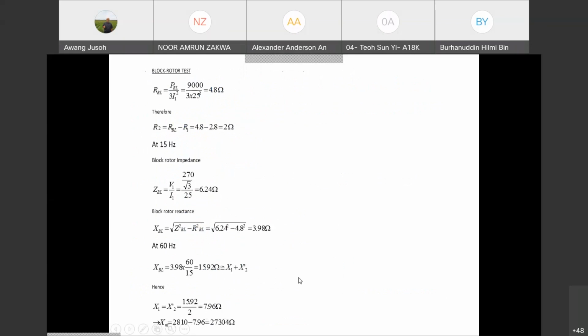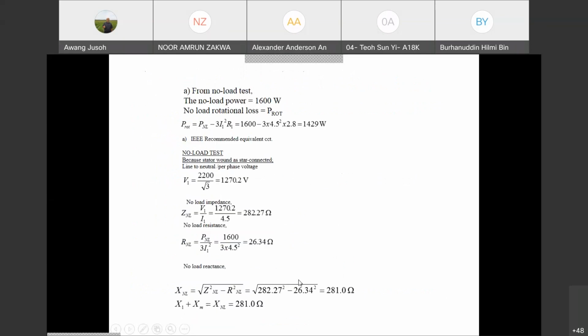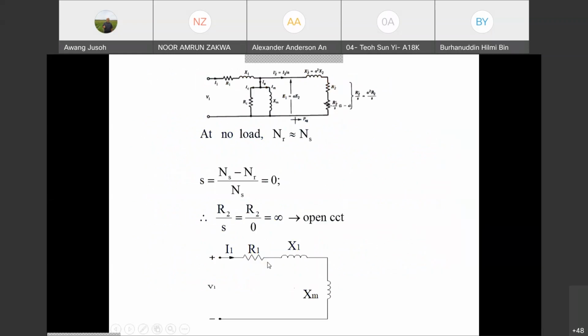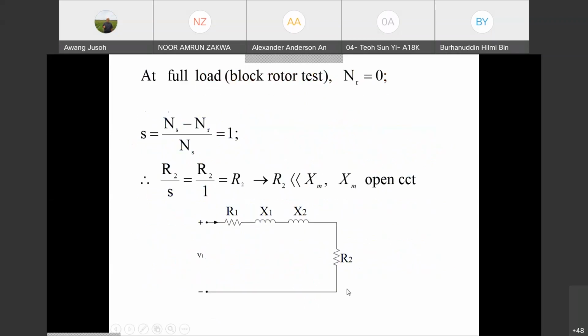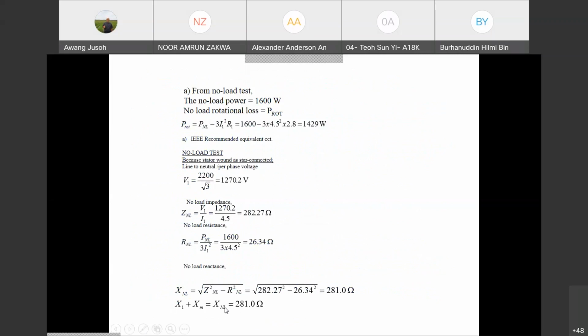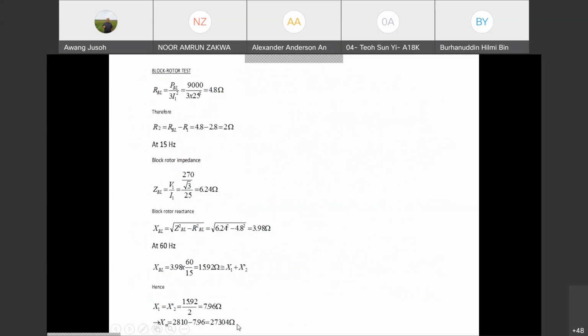Because XM from here, you see that one just now, previous. We know the X1 already, so we can find the XM. XM comes from this value just now. X no load equals 281, equal to X1 plus XM. So we found X1 already, so we can find the XM from this equation. So we got XM which is 273.04.